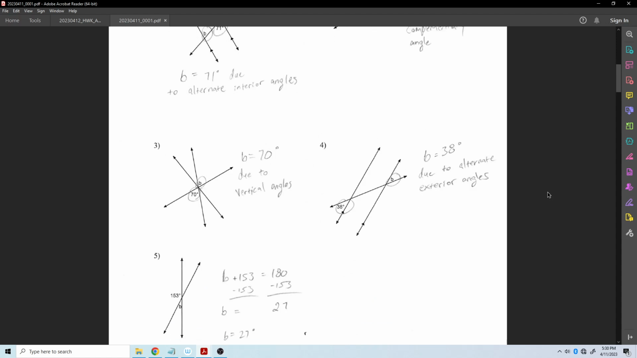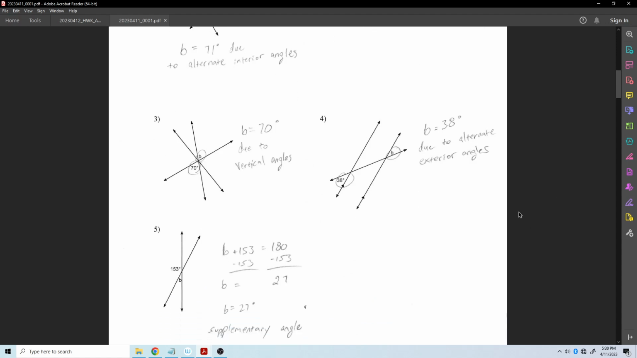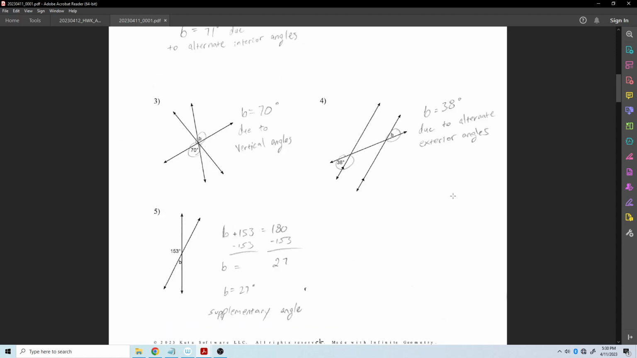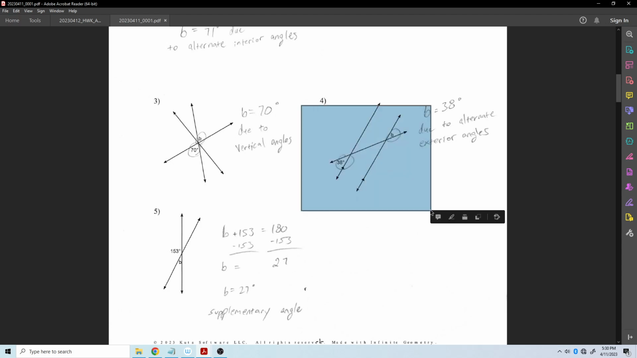Number three, once again, recognize the angle relationship. Recognize B here and a number here. Recognize that these are vertical angles, which means that you can think of it as a reflection, the opposites. So no calculation involved. B simply is 70. Life's good.